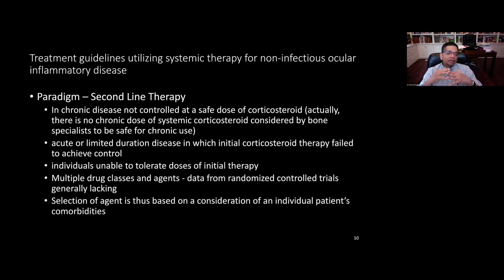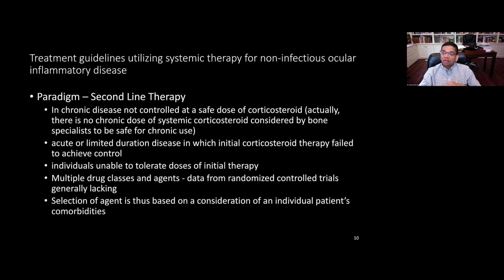So second-line therapy, if even in acute or limited duration disease where corticosteroid therapy really has failed and has not worked, we may consider that. Or if the individuals are unable to tolerate corticosteroid therapy. There are multiple classes of drugs in second-line therapy. Generally, however, the randomized clinical trials are lacking. However, we have a lot of retrospective data that's very useful from the SITE studies, which I'll refer to in a moment. And that will help us determine the selection of an agent.